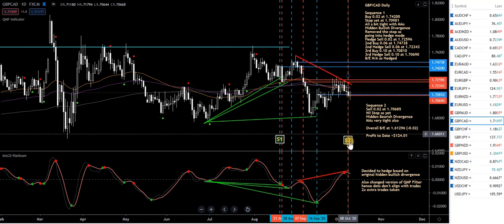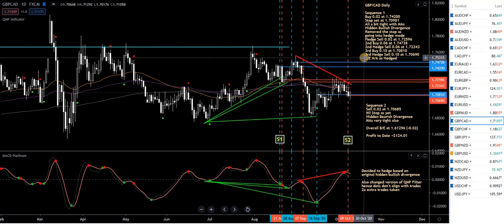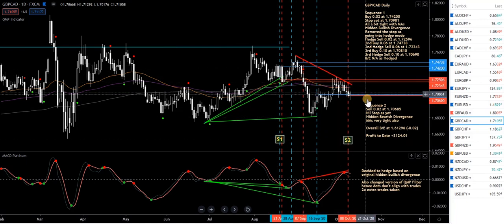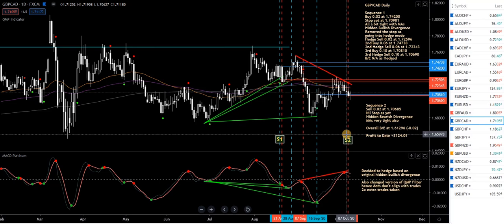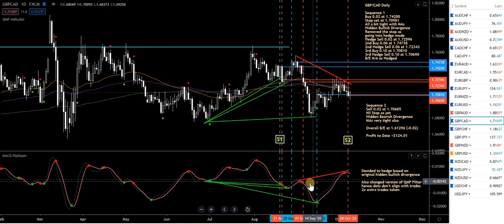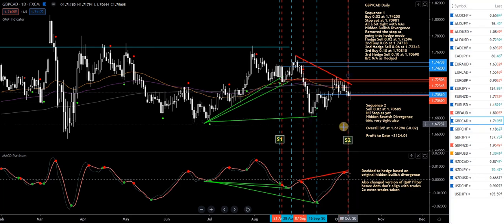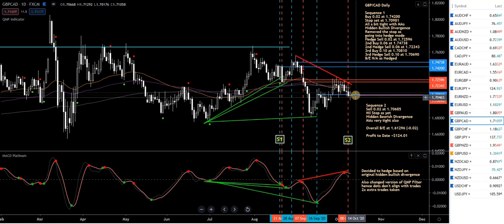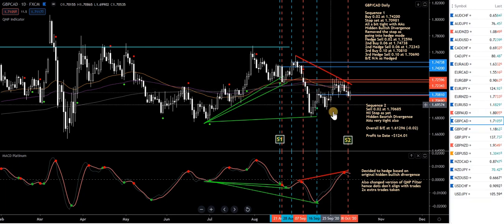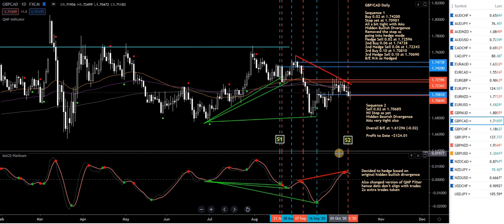Now I'm hedged on sequence 1, which starts here, and I've taken a new sell on Friday morning, which is this sell 2 here. It's based on hidden bearish divergence, as you can see here. So I've messed this up and I'm going to have to work my way out of it. Again, you can pause the video and read all my notes.